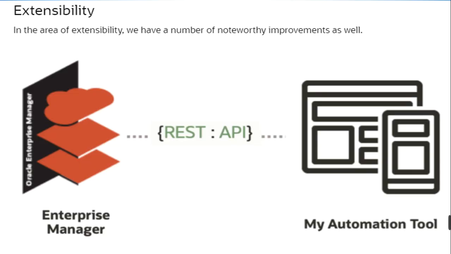So, extensibility. In the area of extensibility, we have a number of noteworthy improvements as well. So here it is, Enterprise Manager. Here, REST API, my automation tool. So this is how automation works as an extensibility. It's provided in this diagram.